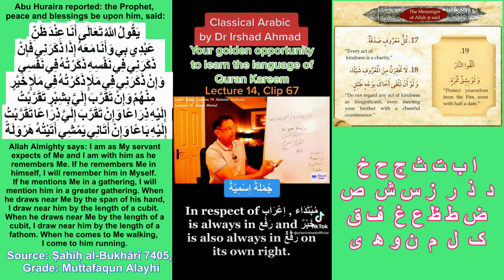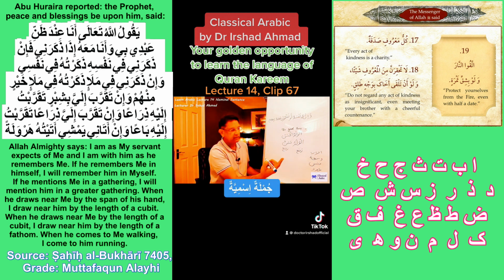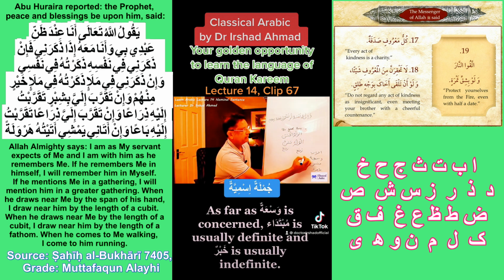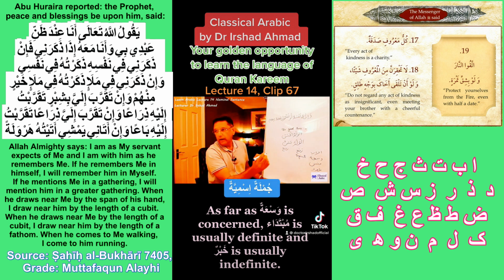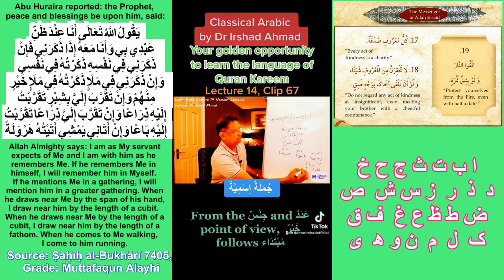Second aspect, wus'a, definiteness or indefiniteness. Mubtada is most of the time, usually, definite, and khabar usually will be indefinite. Here I'm using the word usually because that is not always the case. This is always rafa, rafa. This is usually definite, usually indefinite. And from these two points of view, khabar is going to follow mubtada. So khabar follows mubtada.